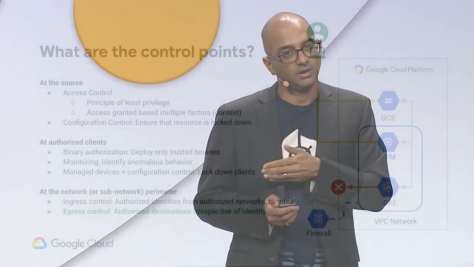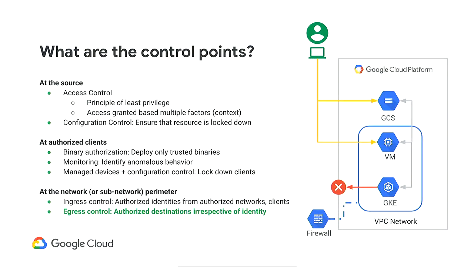Similarly, on the egress control, you can say what are authorized destinations, irrespective of the identity that is being used to egress. This is very important. On the ingress side, we talk about the use of identity to narrow down who you grant access to from outside a perimeter. On the egress side, it's very important because of the kind of risks and the threat model that we talked about, that you are actually egressing with a legitimate credential. So you want to have controls that are independent of the identity on the egress side.